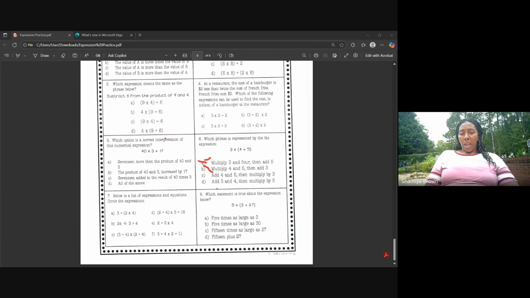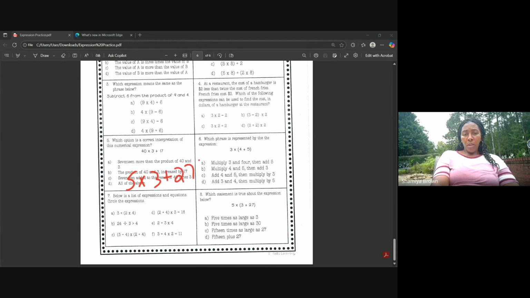All right, and number 8, which statement is true about the expression below? 5 times 3 plus 27. Says A is 5 times larger than 3. So I would need to solve this to see which one of these statements would be true. So let me go ahead and solve it. I'm going to do it up here just to give me some room. 5 times 3 plus 27.